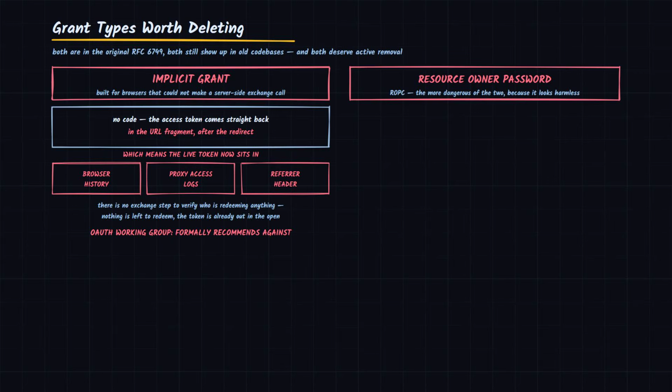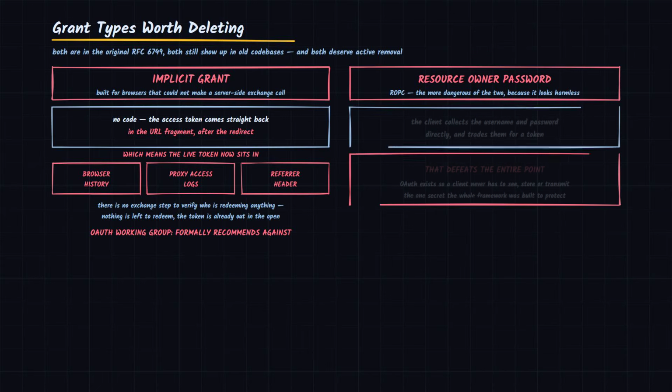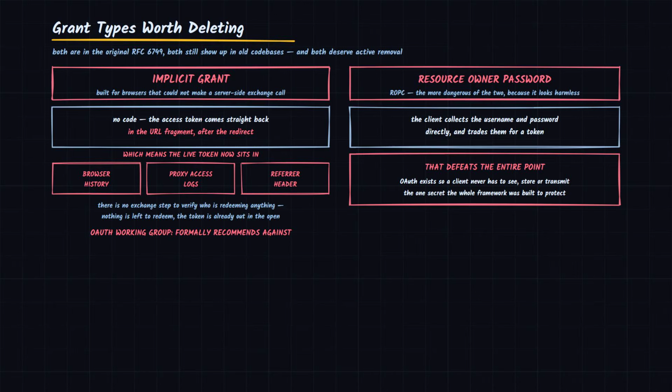Resource owner password credentials grant is the more dangerous of the two because it looks harmless. The client just collects the user's username and password directly and trades them for a token. That defeats the entire point of OAuth. The reason this framework exists at all is so a client never has to see, store, or transmit a user's actual credentials, and ROPC hands those credentials straight to the client anyway, which means you're now trusting every client application with the one secret OAuth was built to protect.